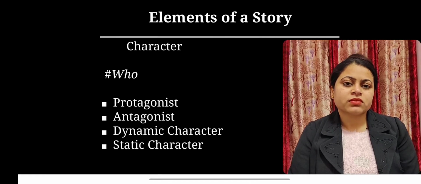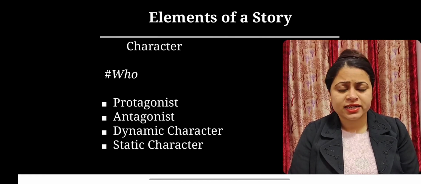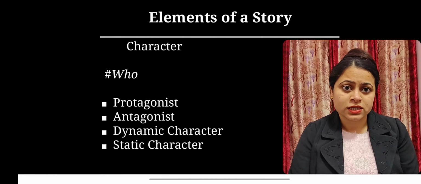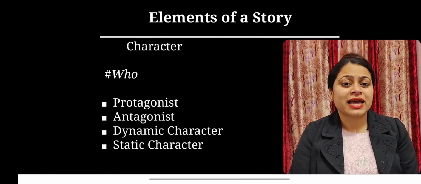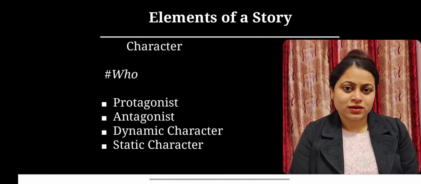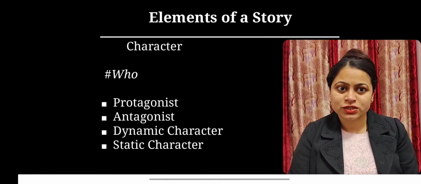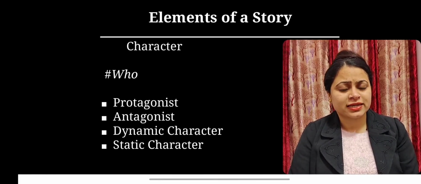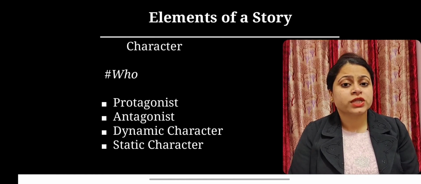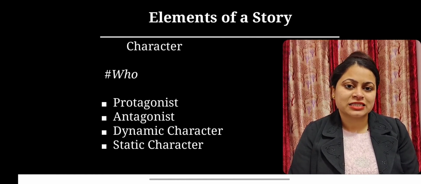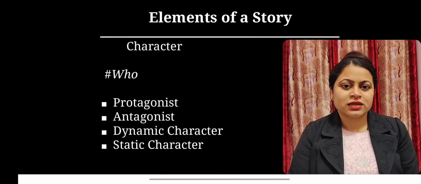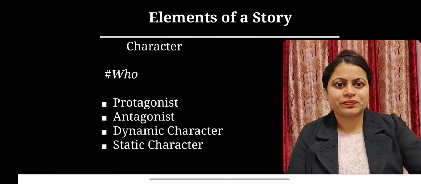Protagonist. Protagonist, as we know, is the main character around which the story revolves. Then there is antagonist, whose actions come up against the protagonist, leading to conflict. Then dynamic character. Dynamic characters are those characters who change as the events take place in a story, whereas static characters are those who don't change or who remain the same during the course of the story.